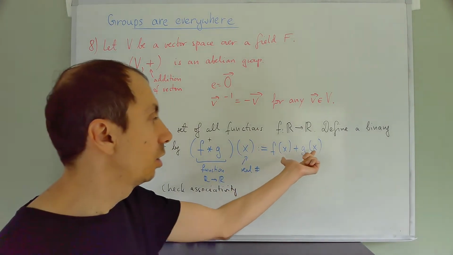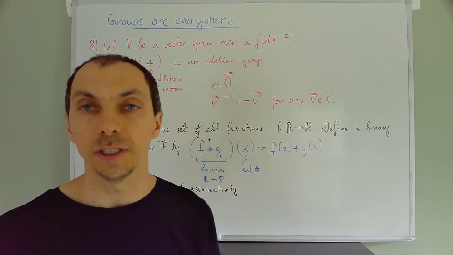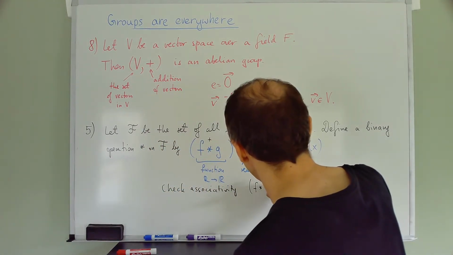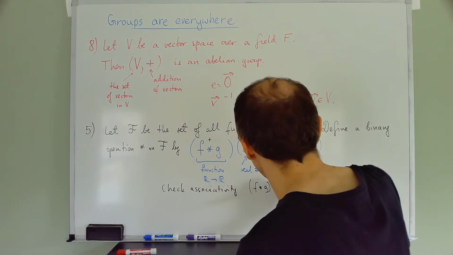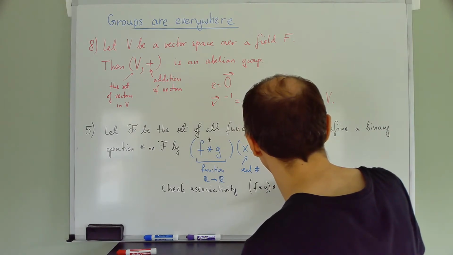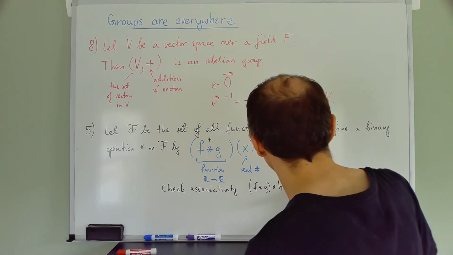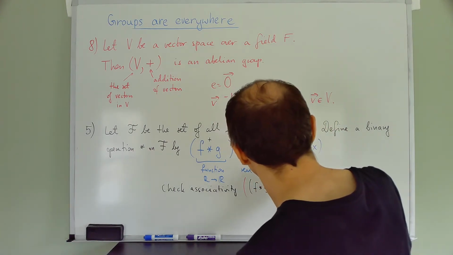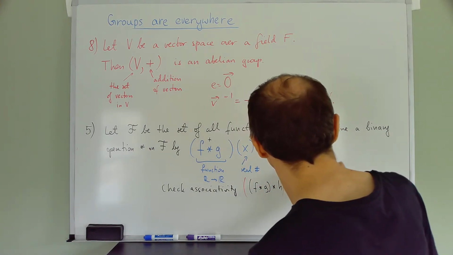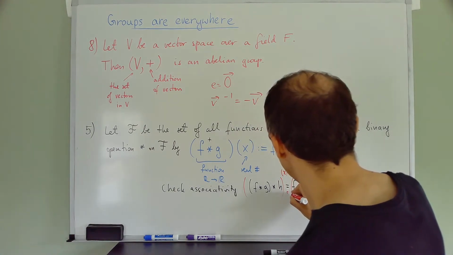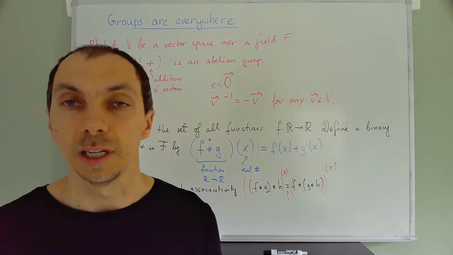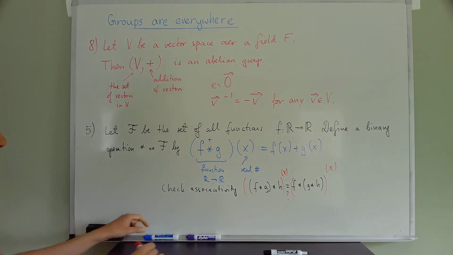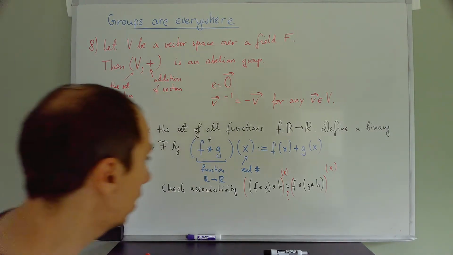But you will see that it all boils down to associativity of addition of real numbers. You need to check that (f * g) * h is equal to f * (g * h). So you evaluate both of these sides at x, and you have to show that they give you the same thing. What's the identity for this? It's the zero function.